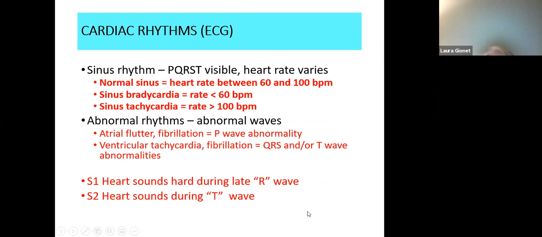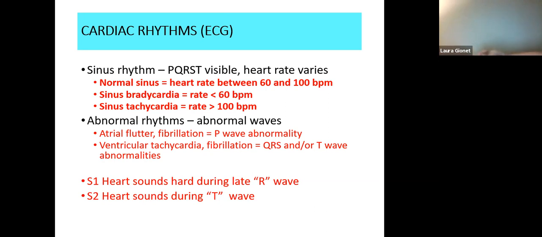Cardiac rhythms, sinus rhythm. Whether it's a normal sinus, bradycardia, or tachycardia, the PQRST portions need to be visible. Heart rates can vary. Your normal heart rate for most adults is going to be 60 to 100 beats per minute. When you are lower than 60 beats per minute, it's called bradycardia or sinus bradycardia. So when you calculate a heart rate less than 60 beats per minute, it's bradycardia. Sinus tachycardia means you have a heart rate that exceeds 100 beats per minute.